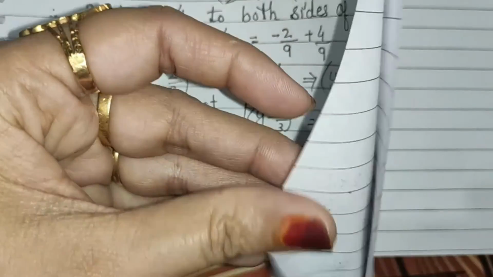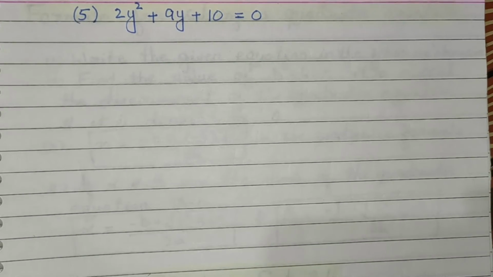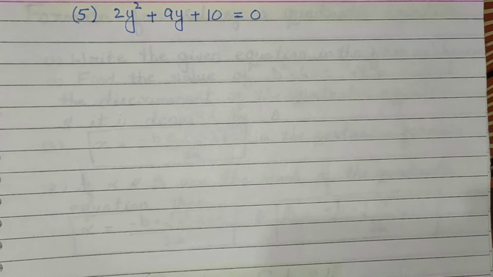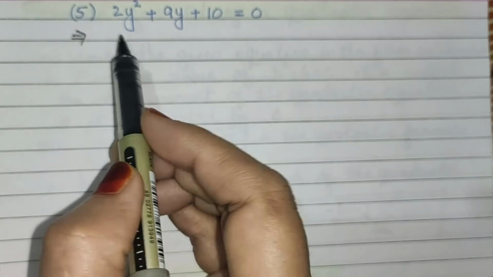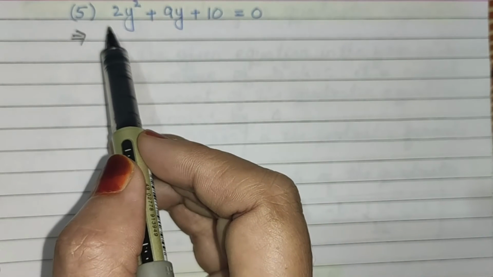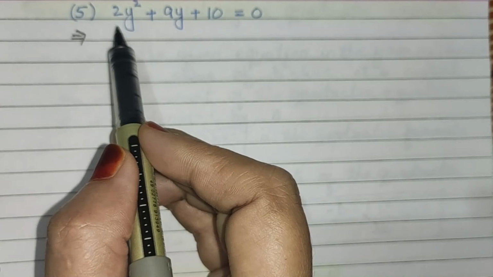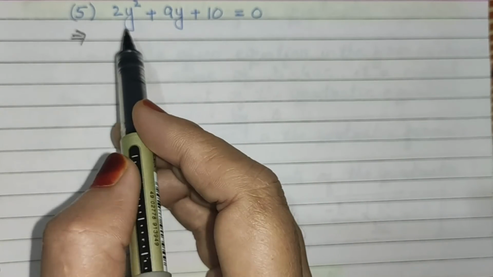Next question is 2y square plus 9y plus 10 is equal to 0. Now look at the coefficient of y square, which is equal to 2. Here a is not equal to 1. Therefore, dividing the equation by 2.